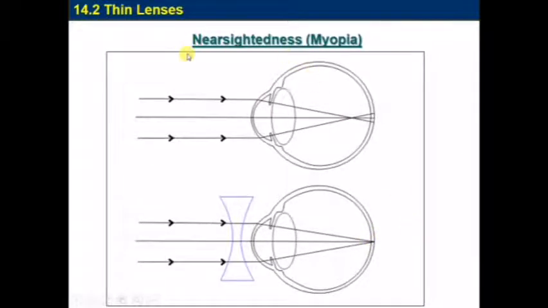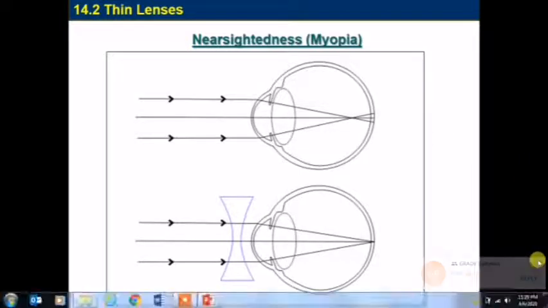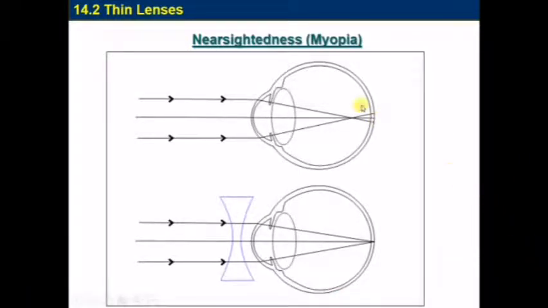Now, what is nearsightedness or myopia? If someone is able to see the near things but is not able to see the far things, this person has myopia. The reason behind myopia is usually that the eye of these people is longer than the normal eye.